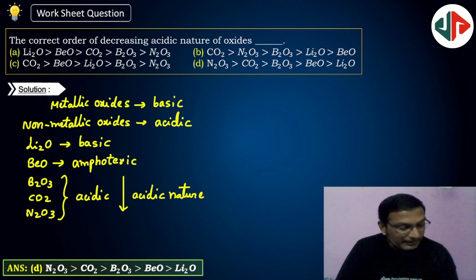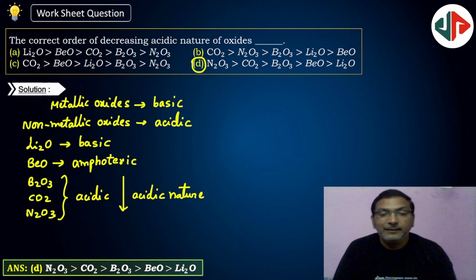So clearly option D. First N2O3, next CO2 carbon dioxide, next B2O3 which is boric anhydride, next BeO amphoteric, and last Li2O is basic. Decreasing acidic nature. Next question.